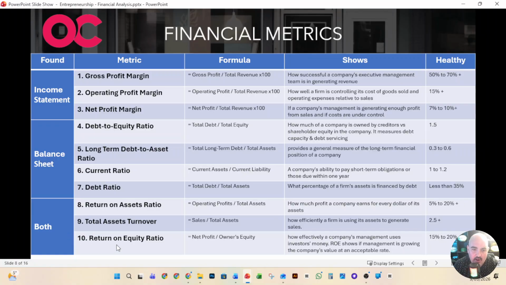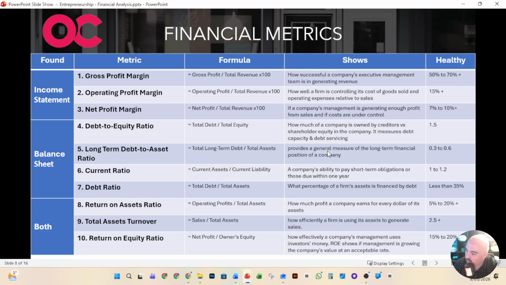And then the last one here, guys, this is important for investors, is the return on equity ratio. So the net profit that we're making divided by the owner's equity. Basically, how effectively we're using that investor's money. Are we growing the company's value at an acceptable rate? Basically, are investors happy with how much their share value is going up? And if we can see 15 to 20% there, that is healthy.